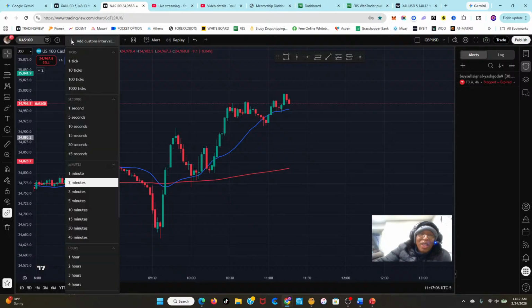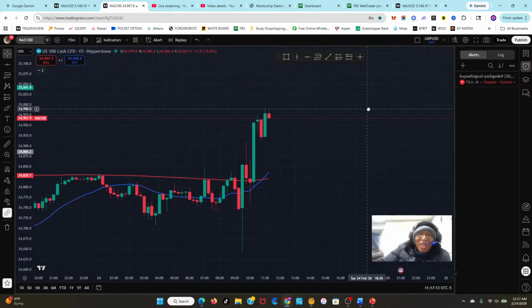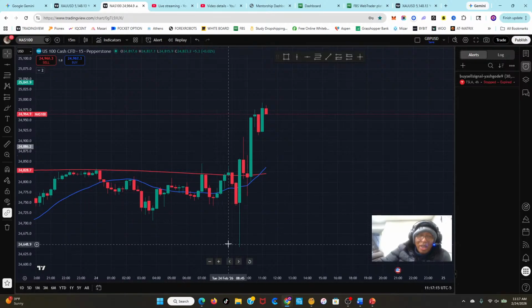All right, let's go to Nasdaq. Let me show you something. So, just a refresher of the strategy, the other strategy that we use. The 930 candle is this one here. This is the 930 candle. The 930 bar was a green bar.